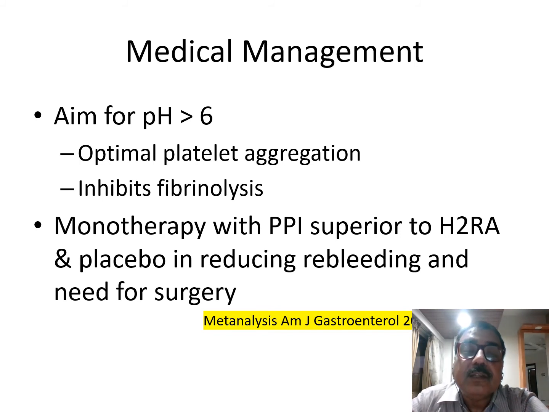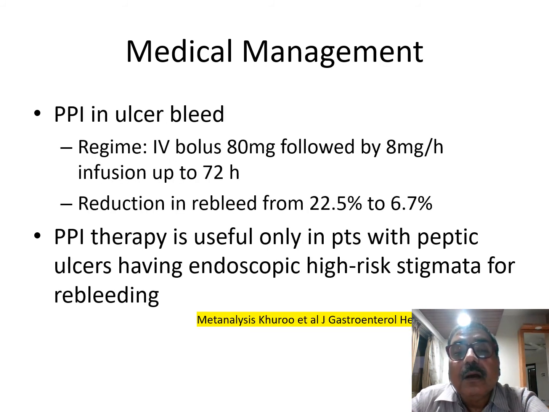to adhere to this. In the regime, how long should we give the infusion? We should give infusion up to 72 hours. And what is the reduction of rebleed? If infusion is given for 72 hours, the rebleed can reduce from 22.5% to 6.7%. The 6.7% is far important, and that is why we have to offer this.